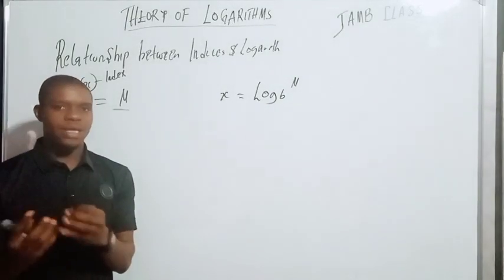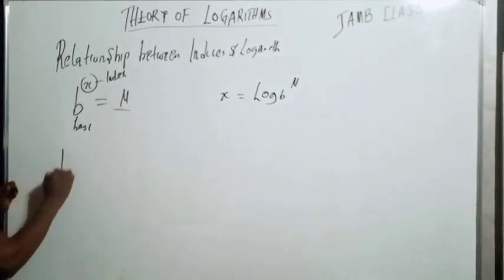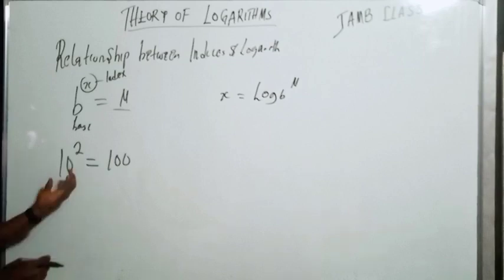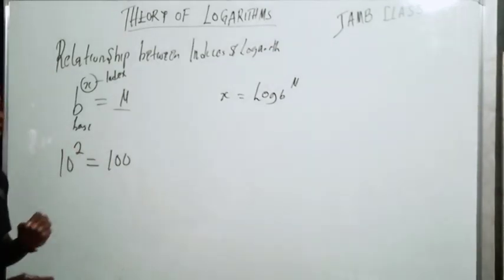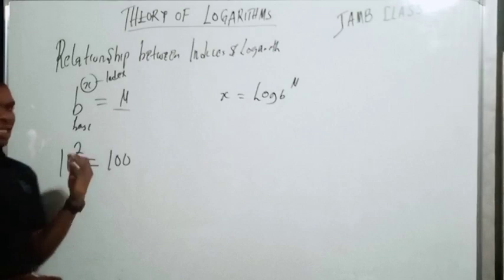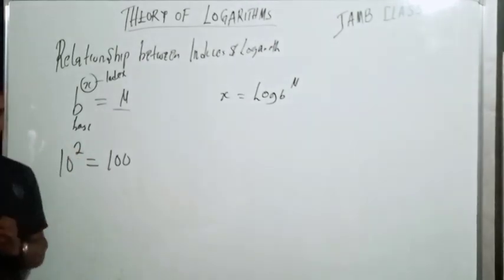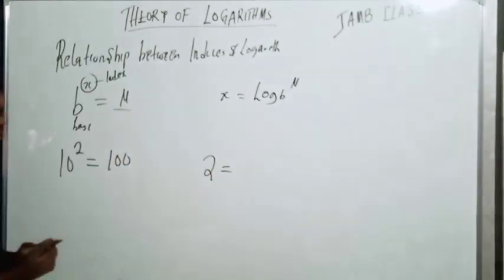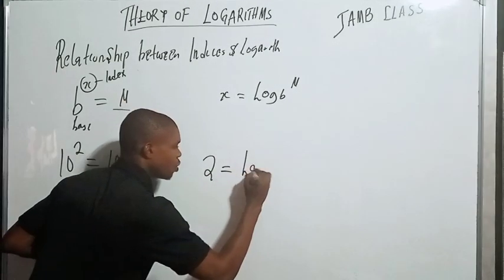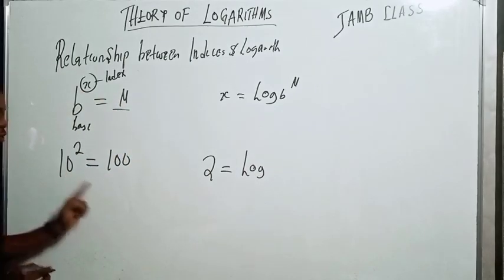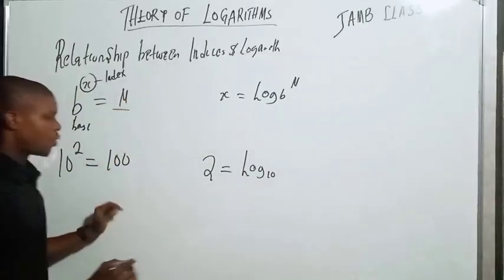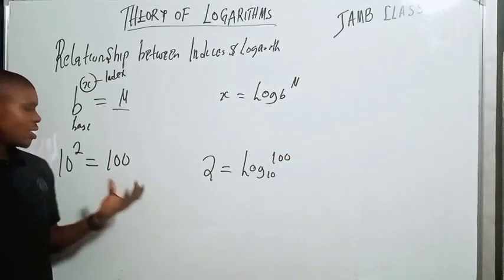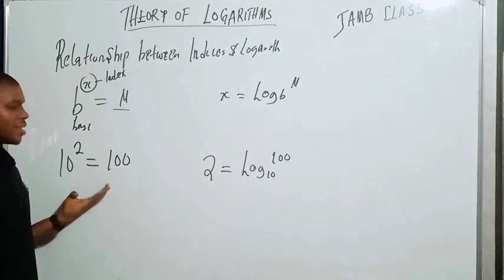Now let me give you a good example. If for example you have 10 raised to 2 equals 100. Normally 10 raised to 2 is equal to 100. If you are asked to write this in logarithm format, how do you write it? This 2 will come here, 2 equals log, with the base 10, then 100. Do you understand?